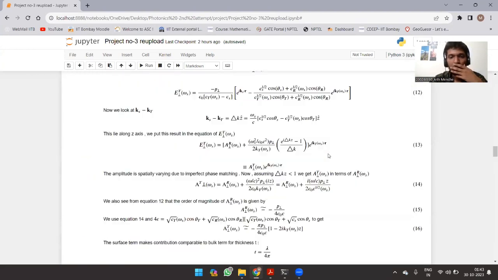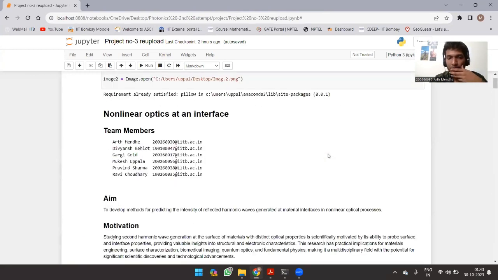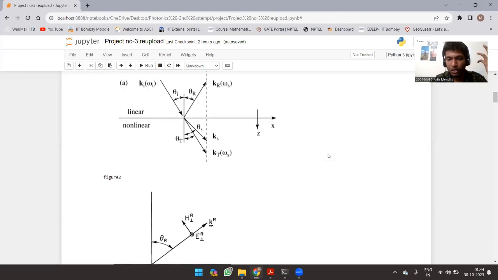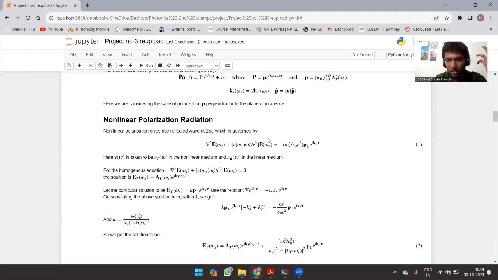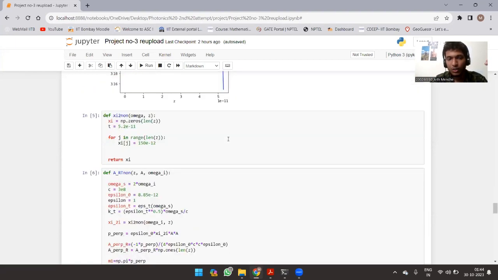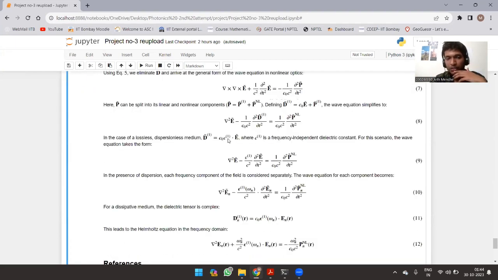So here above we have written the nonlinear wave equation due to the polarization. This is the equation, and now I'm going to say how we are going to derive this equation from the Maxwell equations. So let me start with the Maxwell equations.